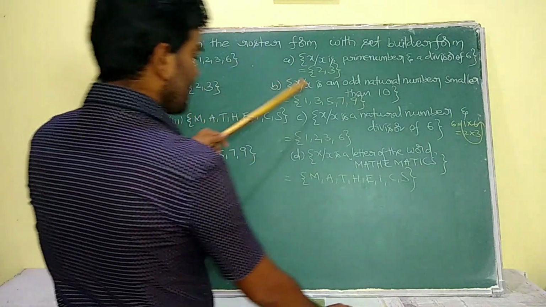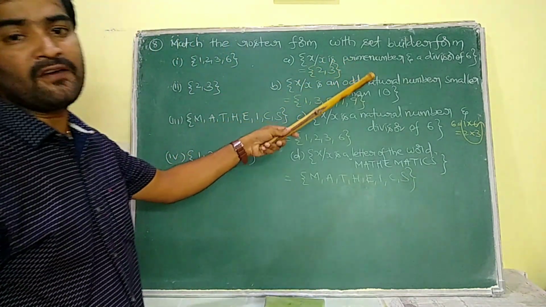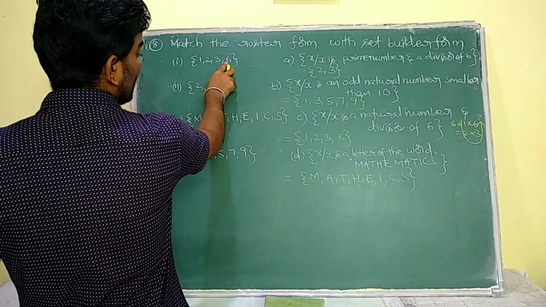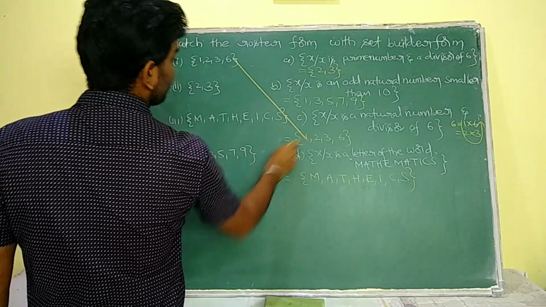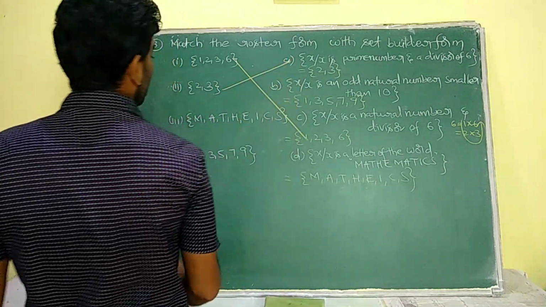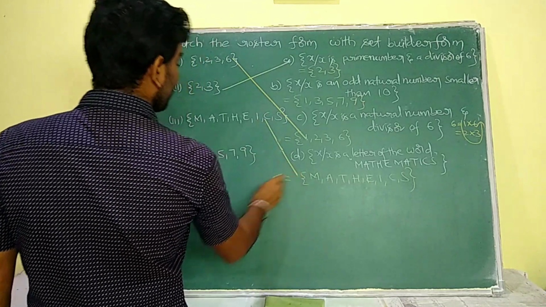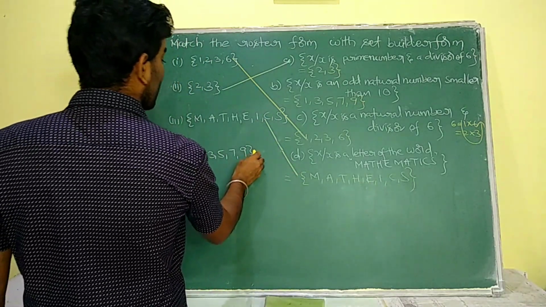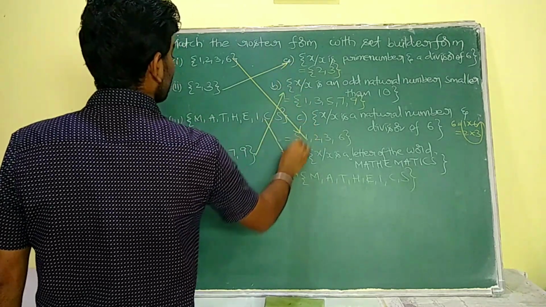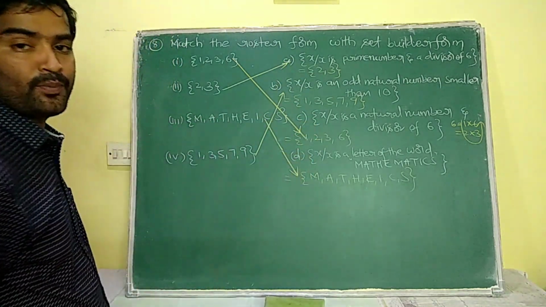So after converting the set builder forms into roster forms, we have to match them. See, 1, 2, 3, 6 is matched with C, and now this 2, 3 is mapped with A, and mathematics is mapped with D, and this 1, 3, 5, 7, 9 is mapped with B. Like this we have to match. I hope you understand.